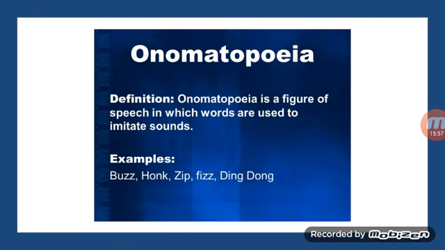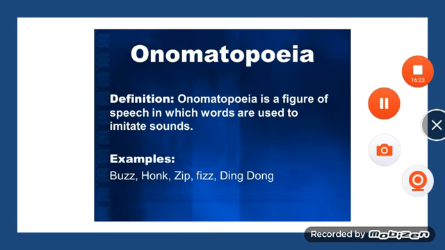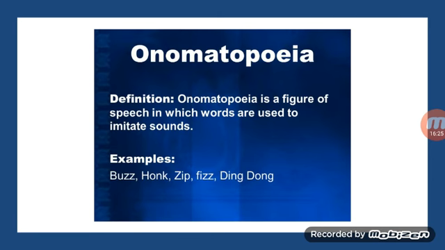Now another poetic device, onomatopoeia. So onomatopoeia is a figure of speech in which words are used to imitate sounds. Mainly it is related to sounds. If you have looked at the examples, buzz. Buzz is the sound of honeybees if you have listened. Honk, zip, fizz, ding dong. Ding dong is the sound of a bell if you have listened. So onomatopoeia is completely related with the sounds.